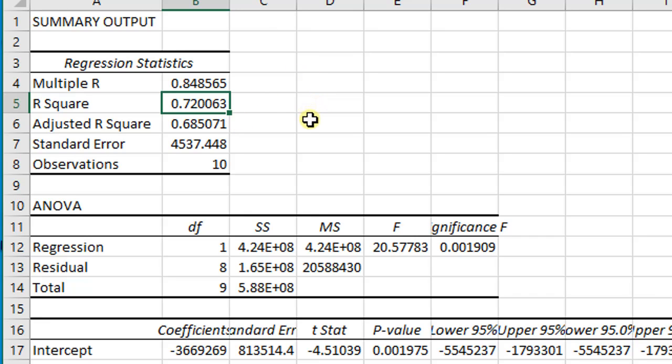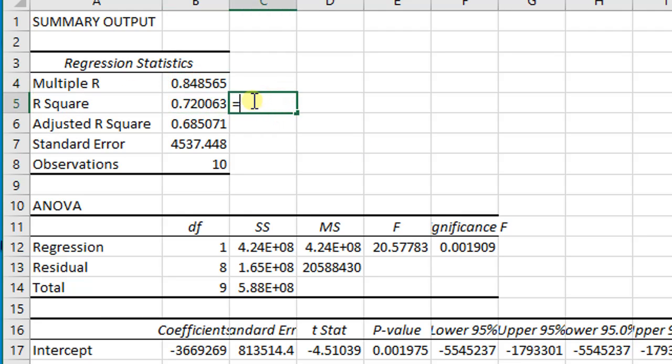That's pretty good, right? So a perfect linear relationship would have an R squared of 100. The worst linear relationship that you've ever seen in your life would have an R squared of 0. So 72 is a pretty strong linear relationship between year and price. Multiple R is basically the correlation between price and year. R squared is just the square of the multiple R.